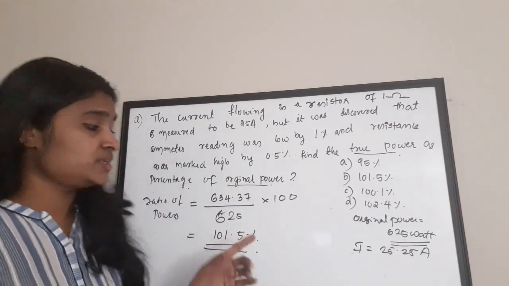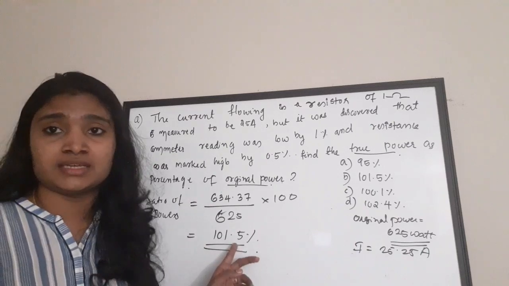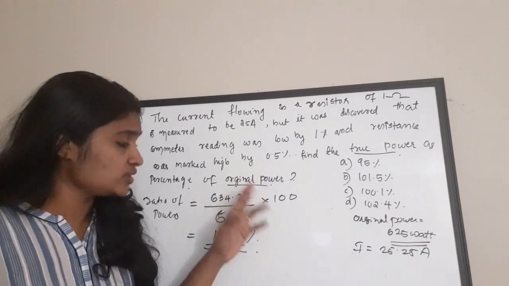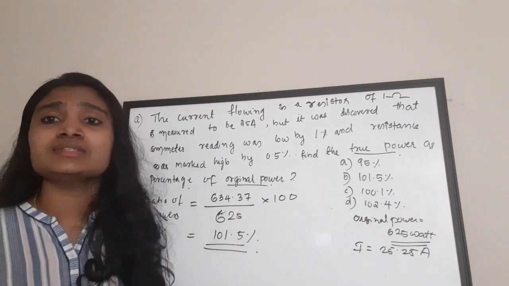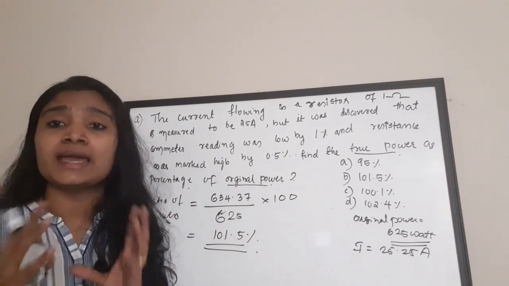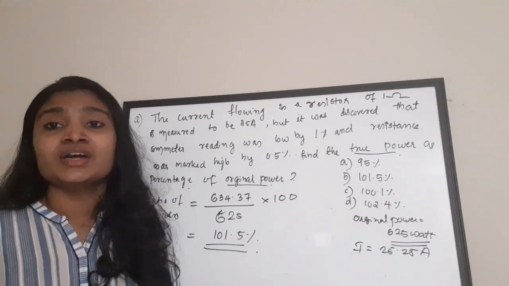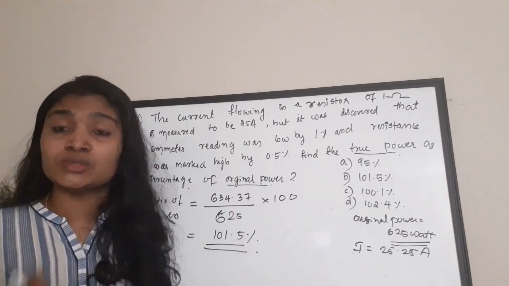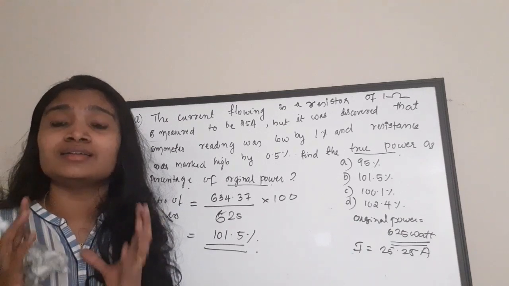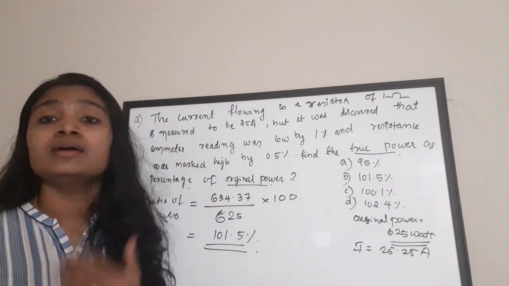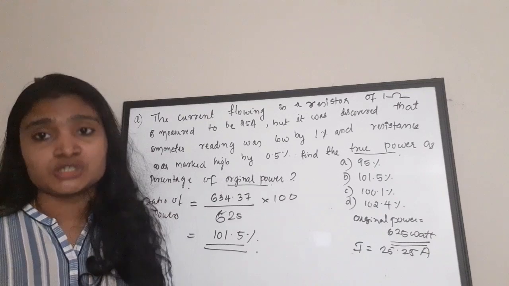So the answer is obtained as 101.5%, right? So we are actually calculating the true power to the original power ratio. This is happening because of the error in the instruments. This is one type of question which you can face in your technical assistant examination, because the syllabus includes electronic instruments and measurements.